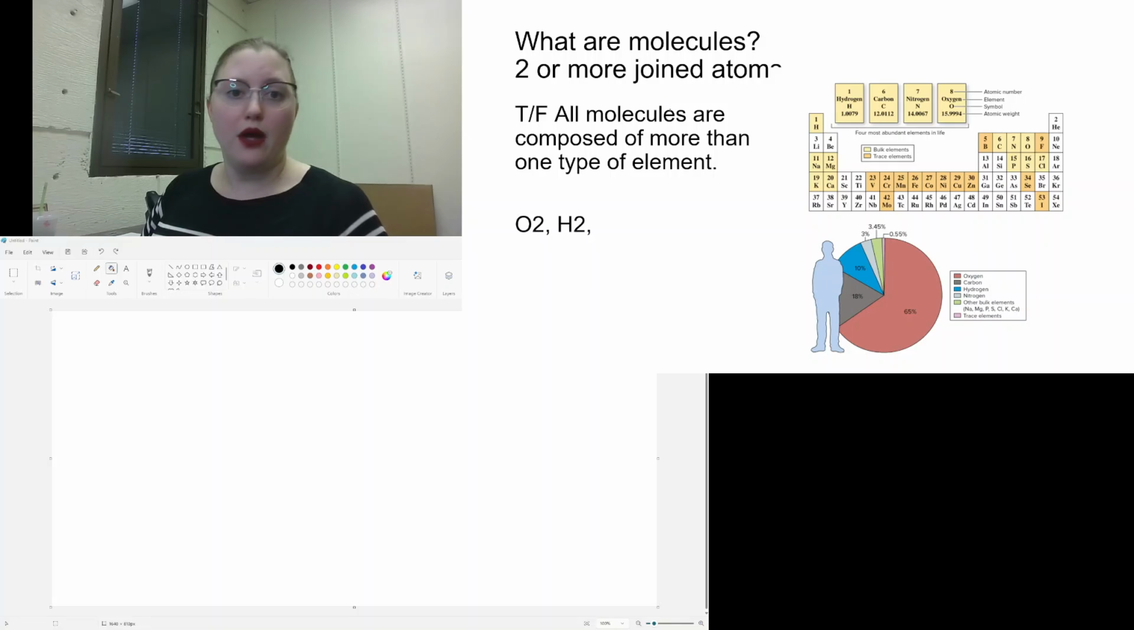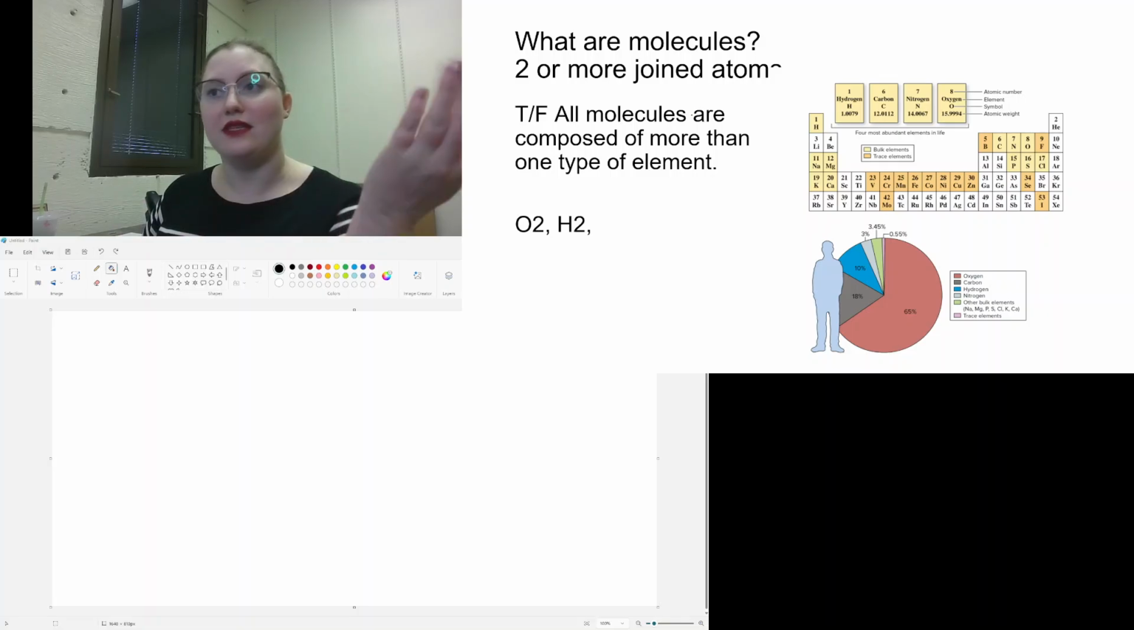So, molecules are two or more joined atoms. So any two atoms that are bonded together are considered a molecule. So think about it for a second. Does a molecule need to have all different types of elements, or can it have the same element? So answer on iClicker, true or false: all molecules are composed of more than one type of element.